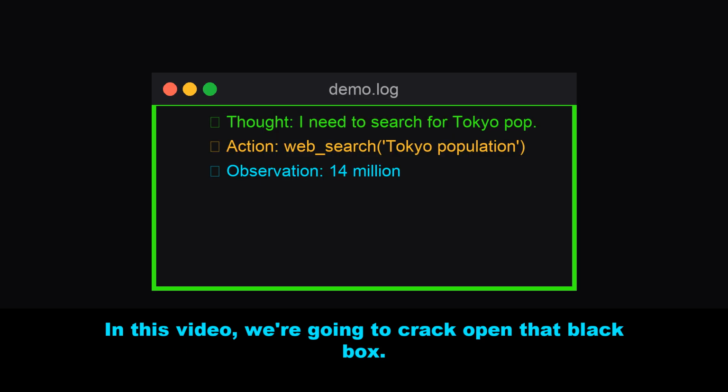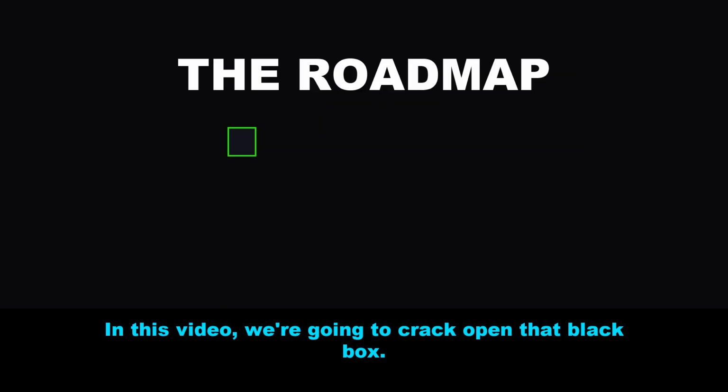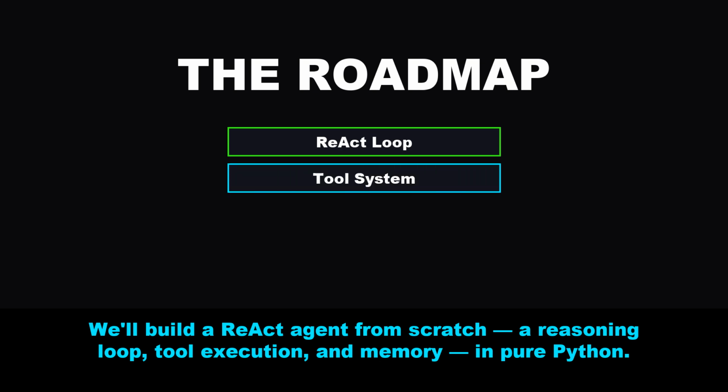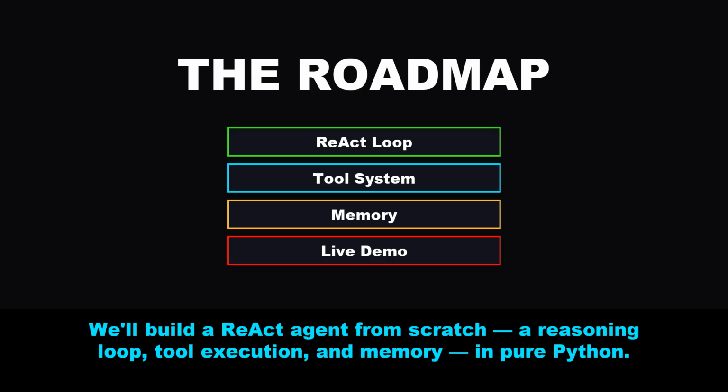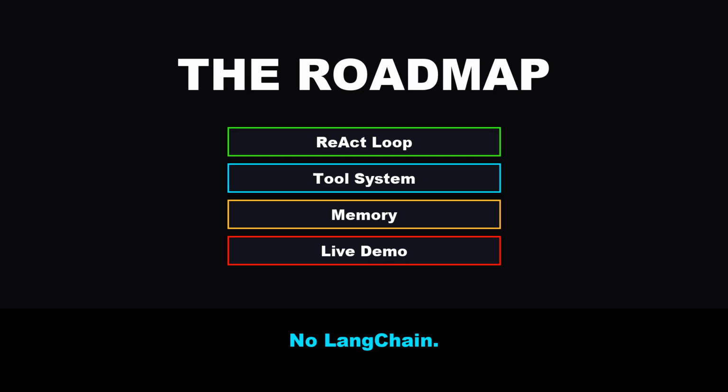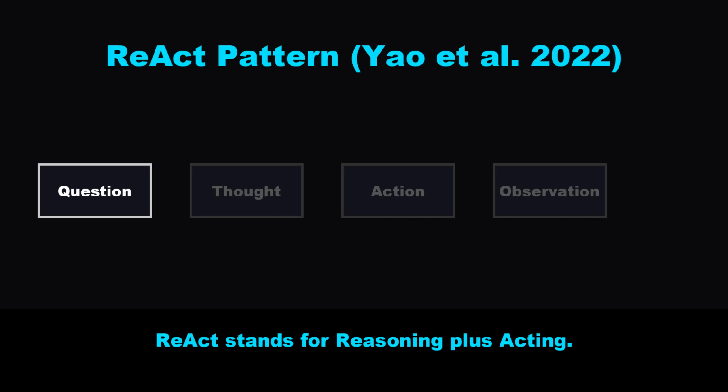In this video, we're going to crack open that black box. We'll build a ReAct agent from scratch, a reasoning loop, tool execution, and memory, in pure Python. No LangChain. No frameworks. By the end, you won't just use agents. You'll understand them.